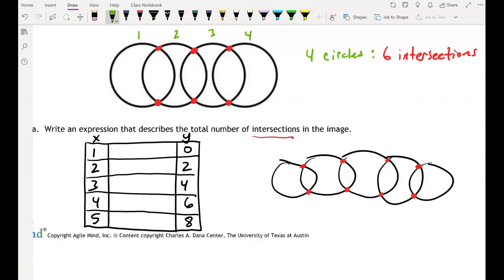Alrighty. Well, let's take a look here. When we go from 1 to 2 on our x side, how much does it increase over here? Well, from 0 to 2, it's plus 2. From 2 to 4, that's plus 2. From 4 to 6 is plus 2. And from 6 to 8, that's plus 2.